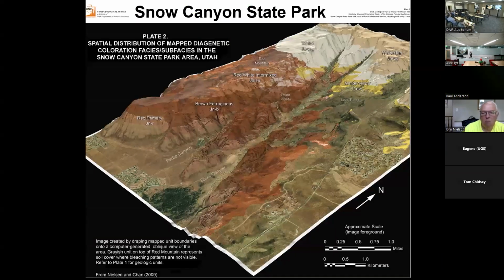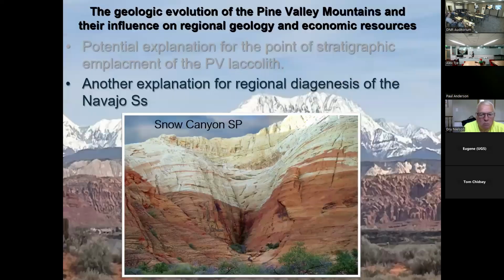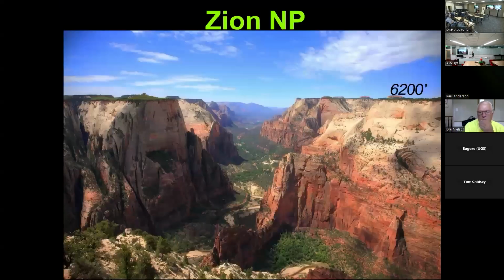This is from Marjorie Chan and Greg Nielsen's work back in 2009, I believe. And you can see the white sandstone at the northern edge of Snow Canyon coming out to the south where the primary sandstone is, but you can see the enrichment and where all that iron went from the sandstone as it was leached to the south. So that's what I think about the Navajo in Snow Canyon and around the entire southern edge of the laccolith.